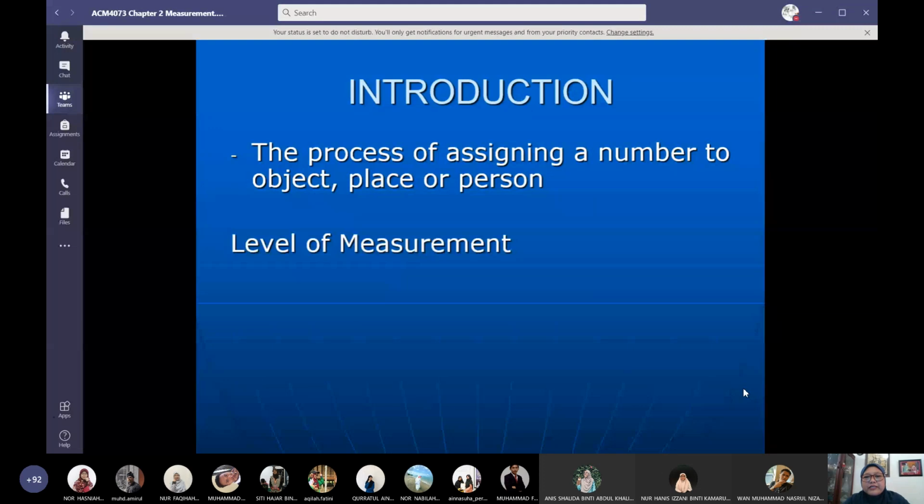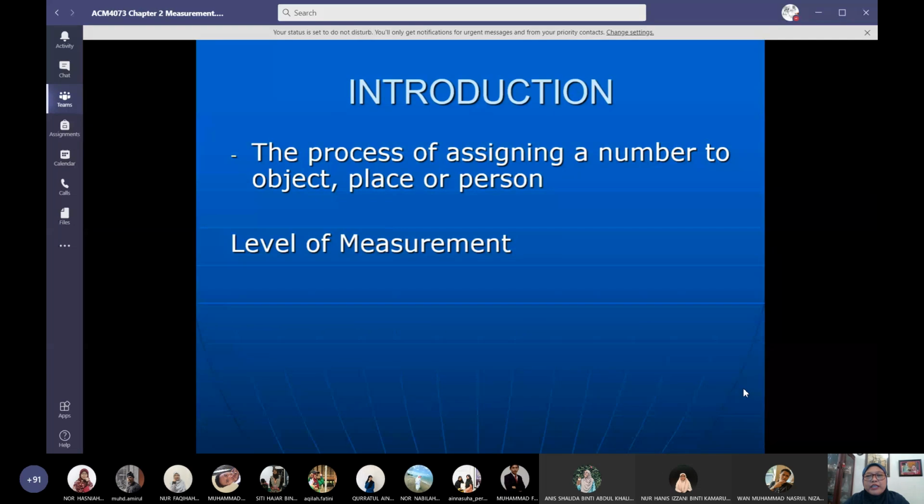Measurement is the process of assigning a number to object, place, or person. Okay. What do we mean by assigning a number to object? Let's say you have questions in your instrument, in your survey. How many, what do you have in your room? So you will have the list like MCQ. A, table, B, chair, or C, books, for example.